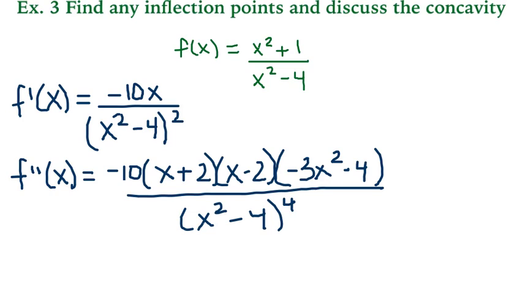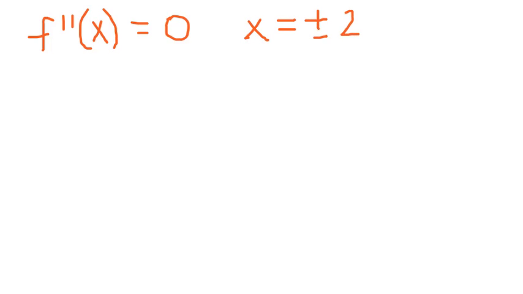Alright, so if you need to review how to do that factoring in the numerator after you get the second derivative, I can help you out with that later. But this is in fact the second derivative. And why am I writing it in factored form? Well, this is going to help me enormously when I'm trying to set this second derivative equal to 0 and solve for x. Okay, so when we do that, you should notice that the only values of x that will give us 0 in this scenario are positive and negative 2. So those are going to be my possible points of inflection.